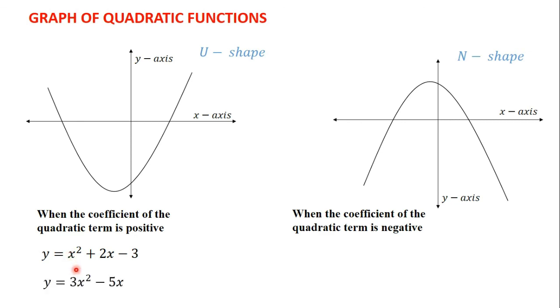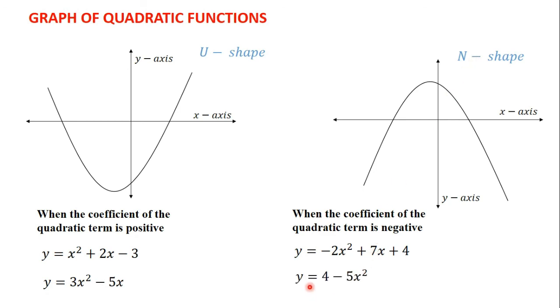In the same way, the graph of this quadratic function y is equal to 3x squared minus 5x will look like this because the coefficient of the quadratic term is 3, which is positive. If we consider this example, y is equal to minus 2x squared plus 7x plus 4, we can see that the coefficient of the quadratic term is negative 2. Because the coefficient of the quadratic term is negative, the graph of the quadratic function will have an N shape.